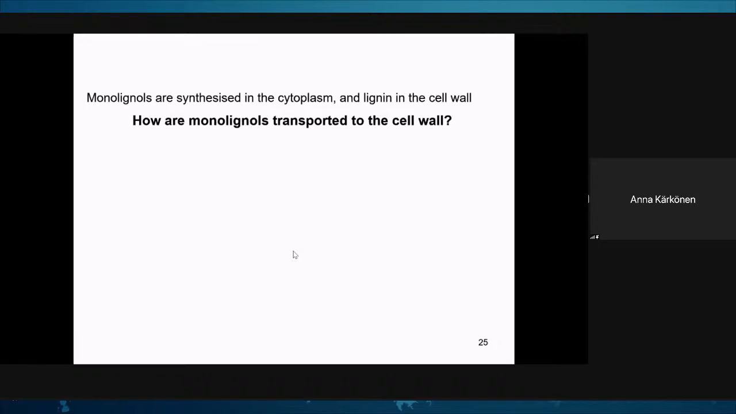Then there is a third study I want to discuss with you. That is monolignol transport. We know that monolignols are synthesized in the cytoplasm. It means inside the living part of the cell, whereas the lignin is synthesized in the cell wall, and there is a plasma membrane between these compartments. So how are the monolignols transported to the cell wall? This has been studied a long time, but it's still unclear.